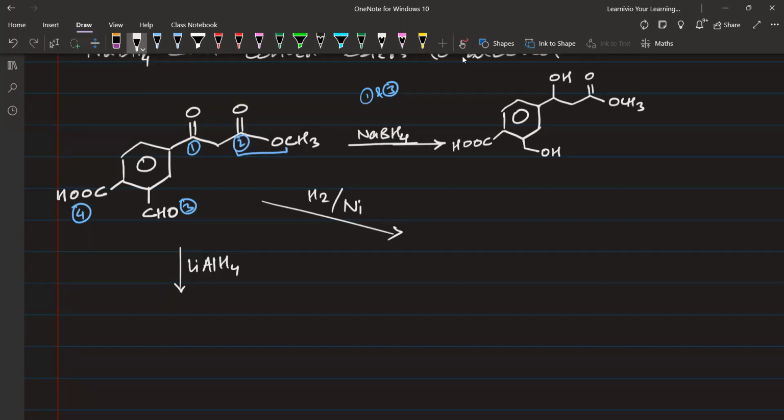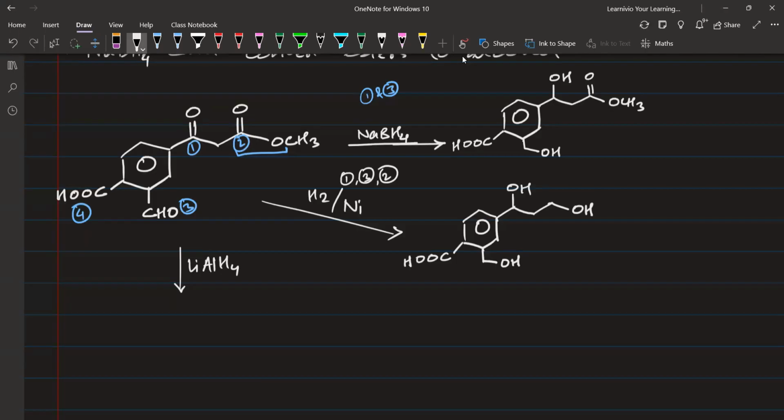When I look at H2 and nickel, then this can convert the ketone, the aldehyde, that is third one, and it can also convert the ester, that is the second one. It cannot convert the carboxylic acid to alcohol. So here we have benzene ring like this. This is getting converted to OH. Then this is also getting converted to OH. The CHO is going to get converted to OH, but the carboxylic acid will be as it is.